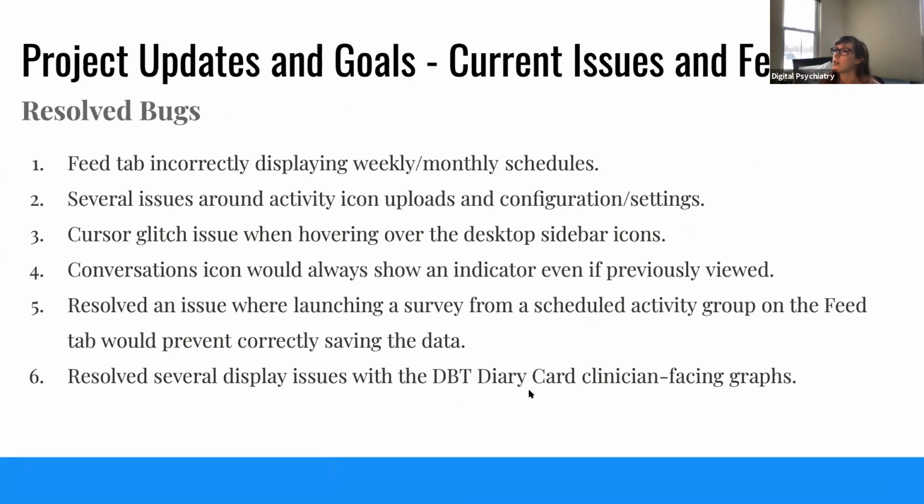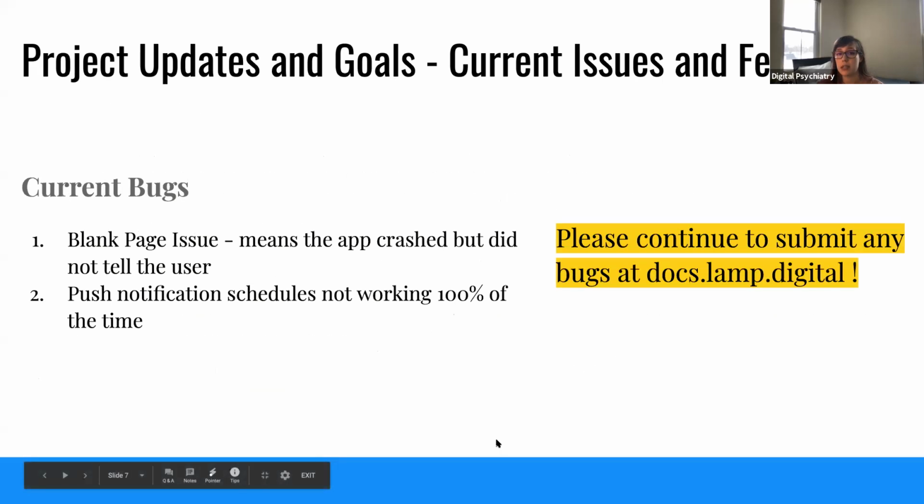And then I won't go through all of these bugs, but we have fixed a lot of things in the last month, which is great. And on the topic of bugs, we do have a couple current ones that are being fixed that we are aware of. So the blank page issue, which means the app crashed, but it's not really telling the user what's going on. It's just giving you that white blank screen. And then we've heard from some users that push notifications are still not working 100% as they should be. So that is also on our radar and we are working on it.